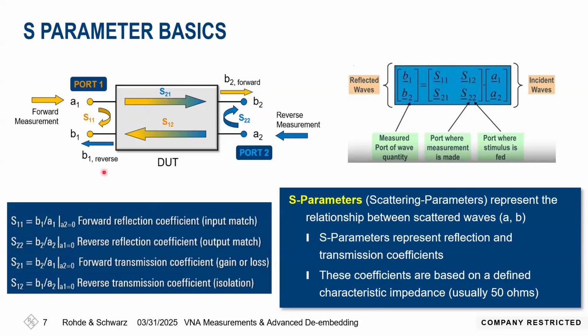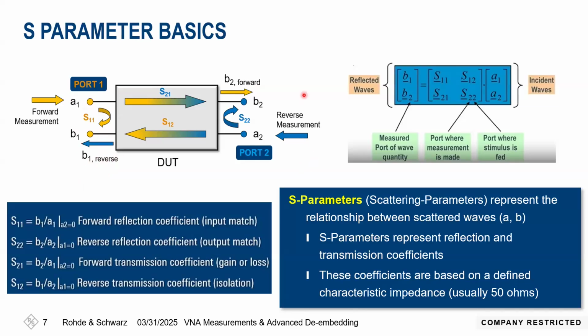And if we talk about the reflection measurement, then the part of the signal which is applied over here at port 1, for example, would be reflected back and measured as B1, and to differentiate it, we will say reverse. So the ratio of this B1 reverse signal versus the incident wave A1 would give us the reflection parameter, which is S11 in this case.